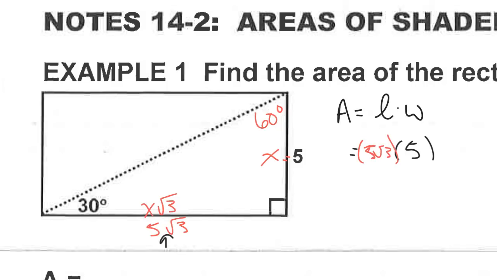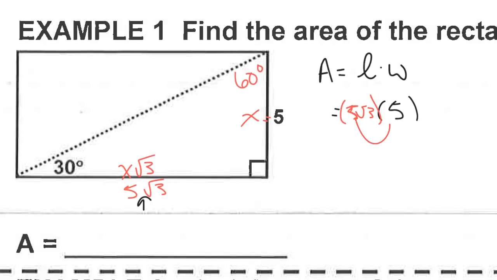Remember, when you do this with the multiplication, multiply your two numbers and then put the square root of 3 on the end. So it looks like we'll have 25 square roots of 3, and I'm going to go ahead and put units squared since it's area.